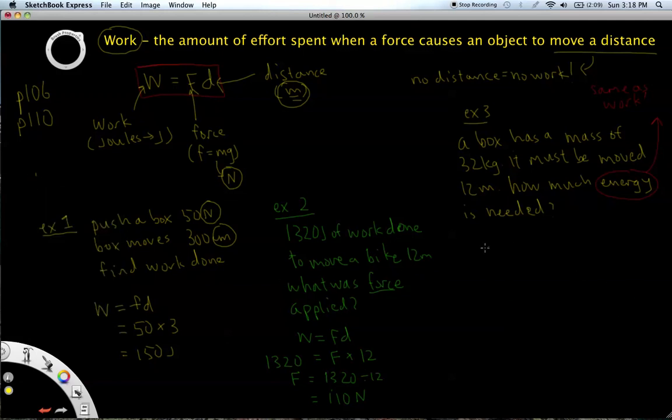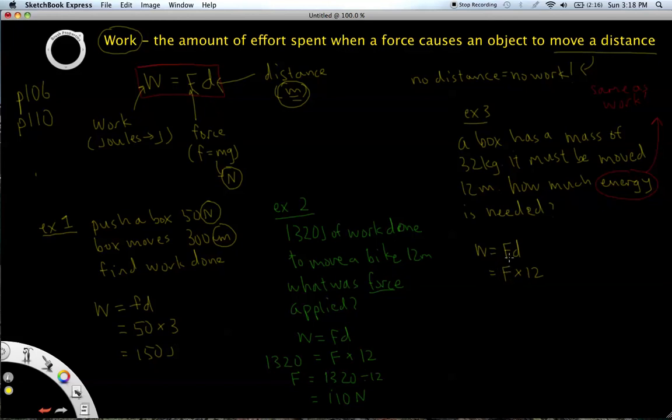So I'm going to start on this side here. So it asks for how much energy, how much work is done. So let's write down that formula. W equals FD, okay? Now I know I need to find how much energy is done, so I don't know the W. Then it also says, wait, I don't know the force here, so that might be a little bit of a problem. Now it says it must move 12 meters, so at least I have that. Now I cannot find how much work is done because I don't know the force.